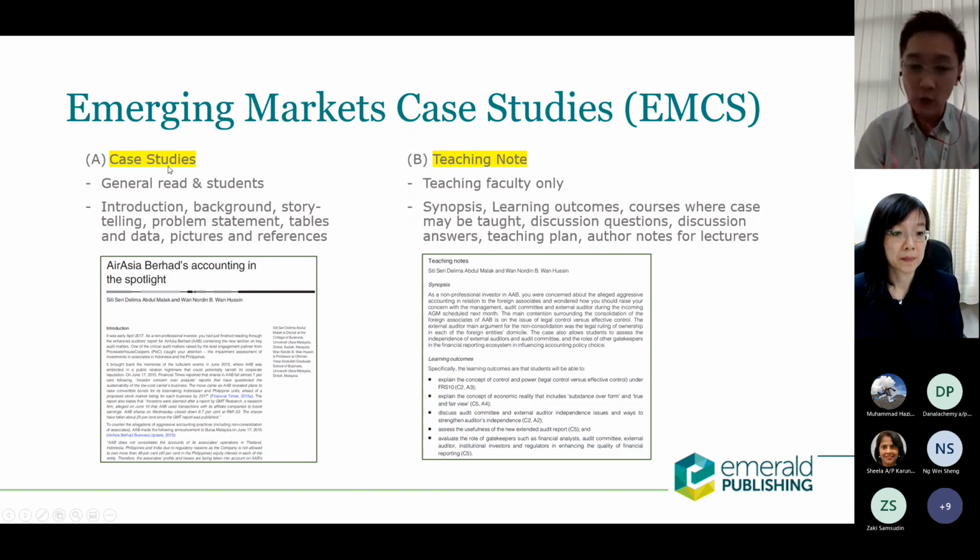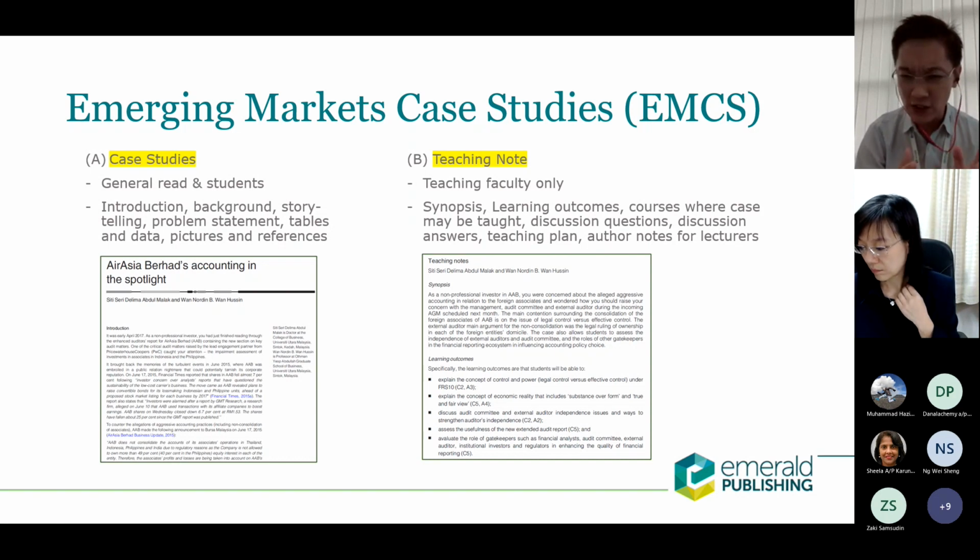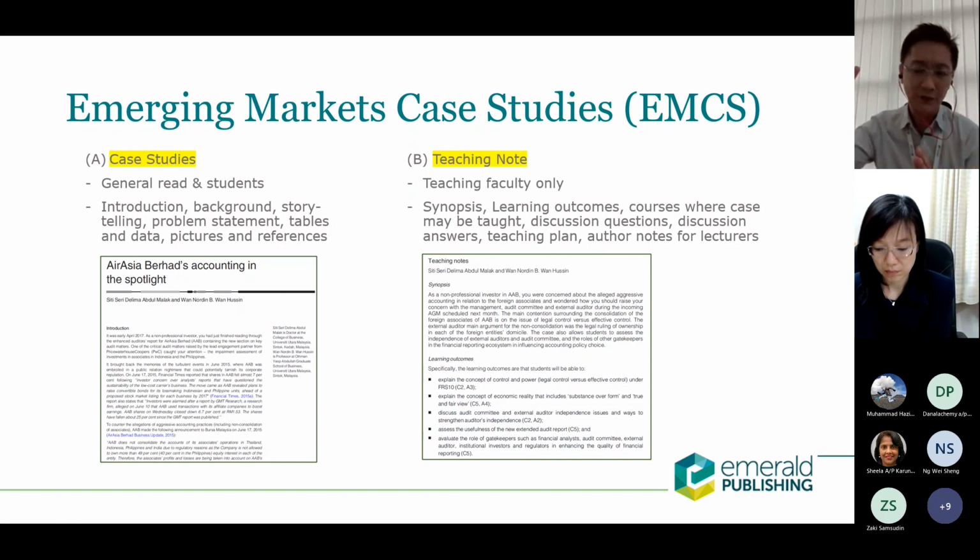So the case normally would not be too long, probably about 2 or 3 pages, or probably up to 7 or even 9, depending on the referencing, and some may include pictures as well. So if they have pictures included, probably you'll see the number of pages will be a bit longer.